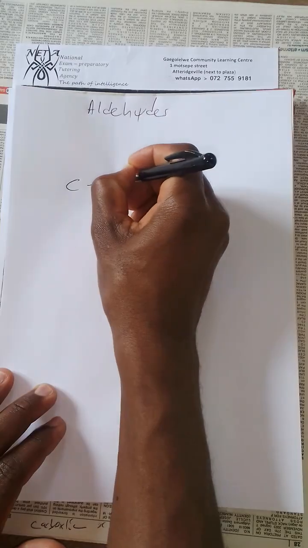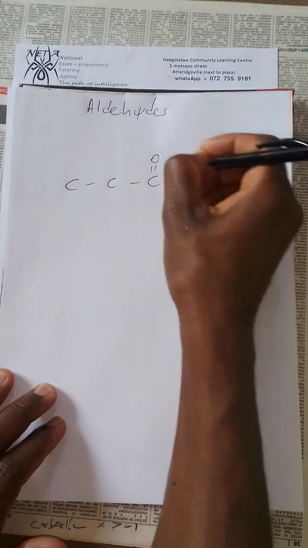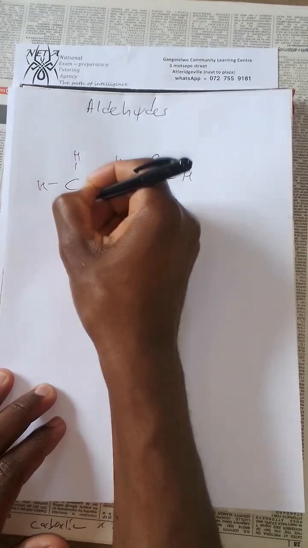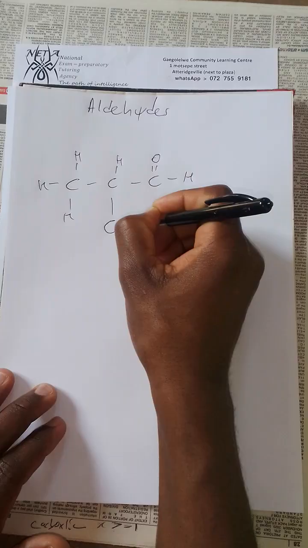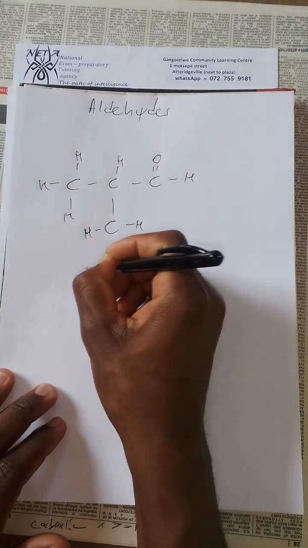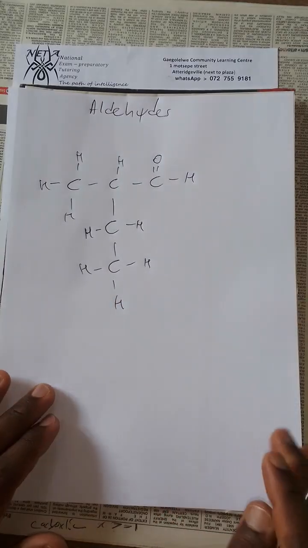Now let us engage ourselves in the geniusness of understanding the IUPAC naming of aldehydes. Suppose we are given a structural formula of this nature. Let us suppose our structural formula is shaped in this way.